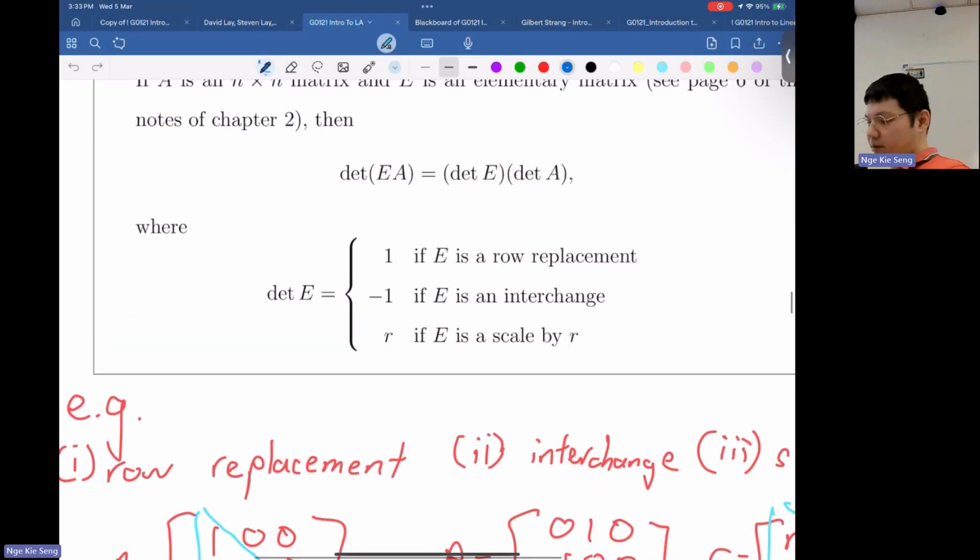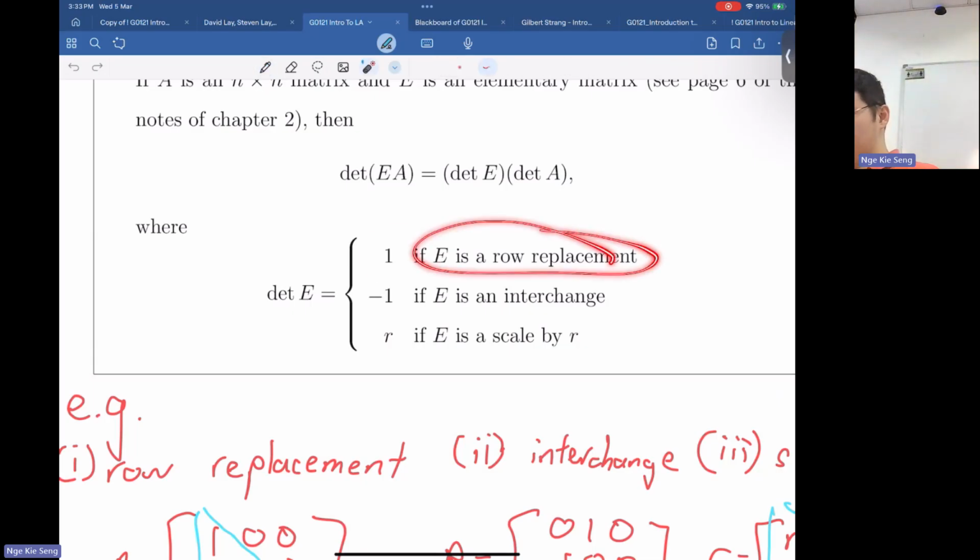If you scale by a row, you also scale the determinant by the same factor. If you scale by R, the determinant is also multiplied by R. But if you do row replacement, you do nothing, it's multiplied by 1. Understand? Can follow?